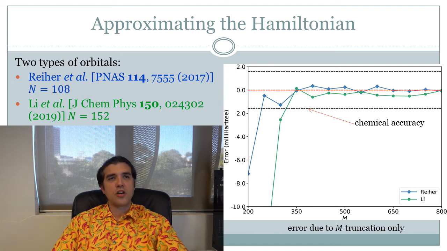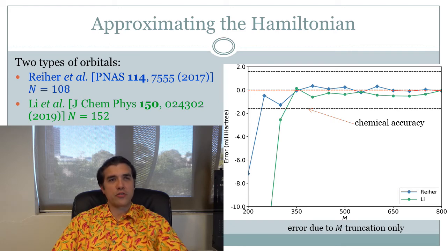To address this, what we did was to compute the Hamiltonian with these approximations and compare it to the exact Hamiltonian. The idea is to perform a classical computation to estimate the energies and look at the difference between the results for the two Hamiltonians. We did this for two different types of orbitals. The first is the set of orbitals used in the Reiher paper. Later work has said that there are some problems with these orbitals.